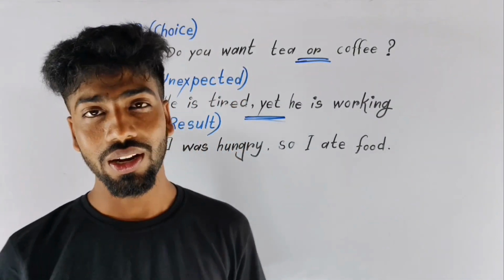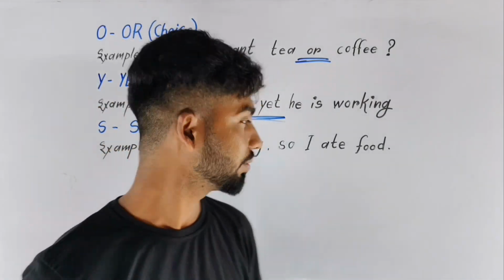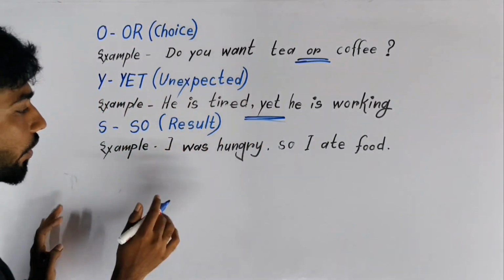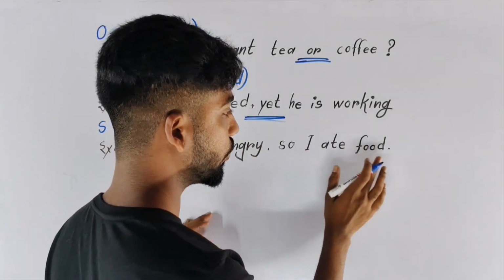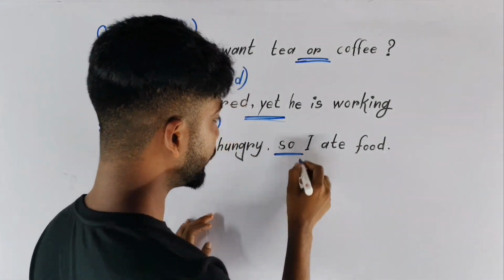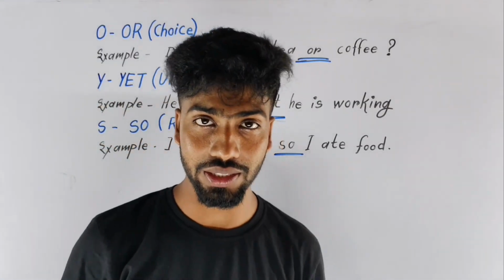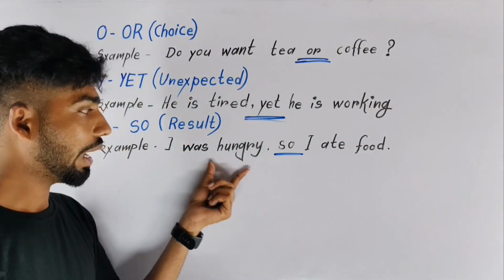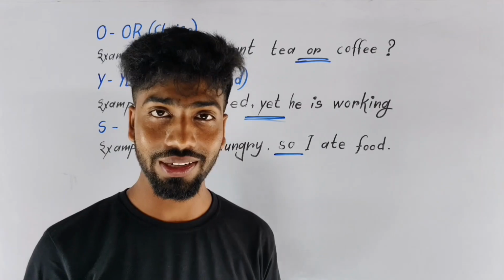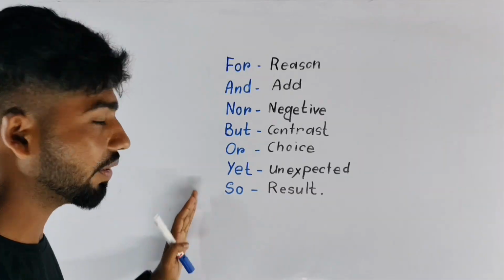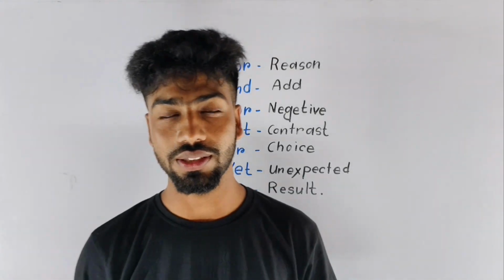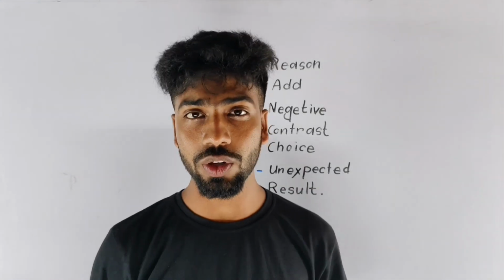Finally, let's look at the last conjunction, so. For example, I was hungry, so I ate food. Here, so shows a result. I was hungry. What happened next? I ate food. So that's it. These are the 7 most important conjunctions. If you practice this, your sentences will become smoother and more fluent.